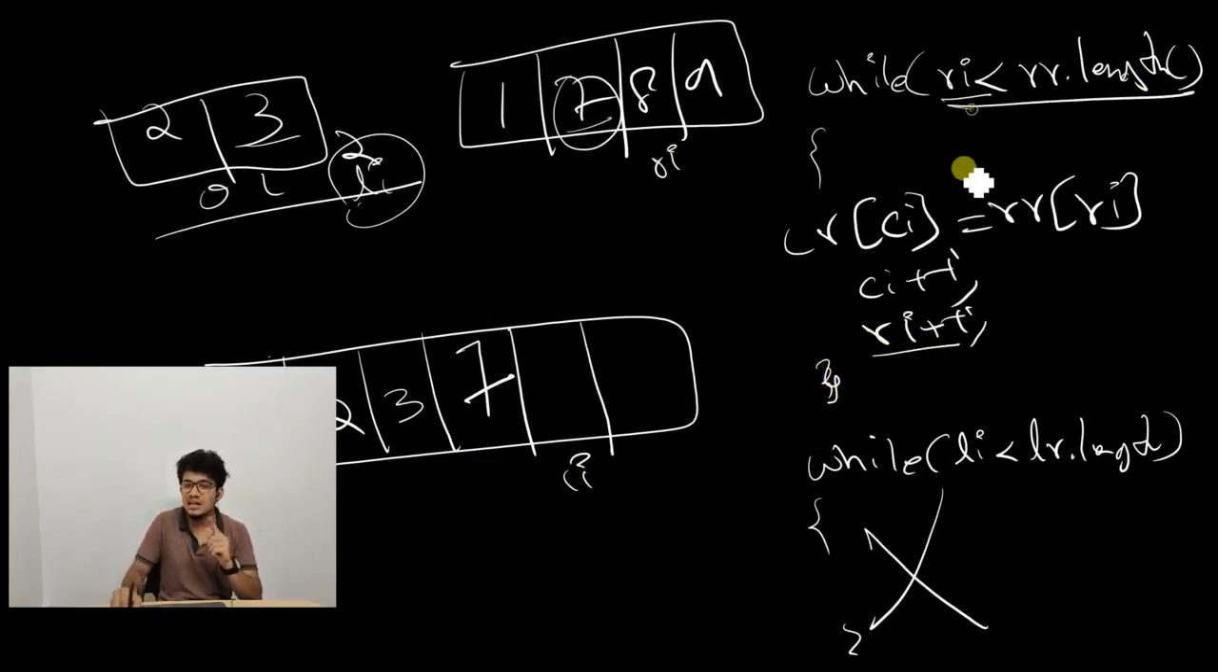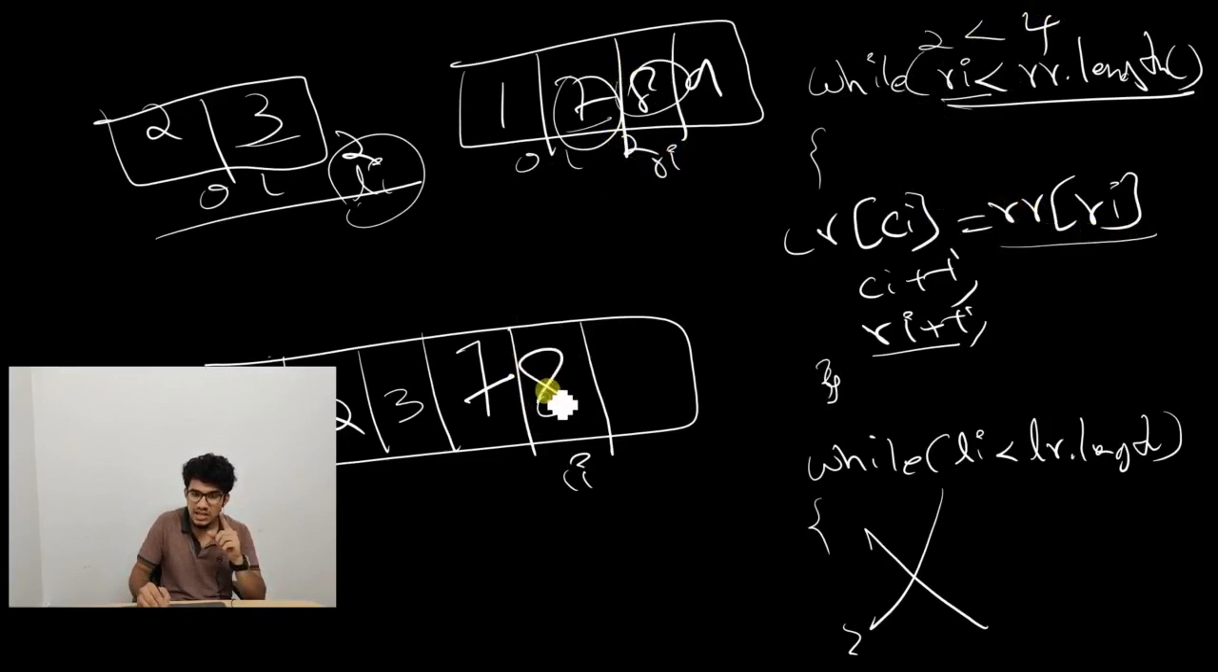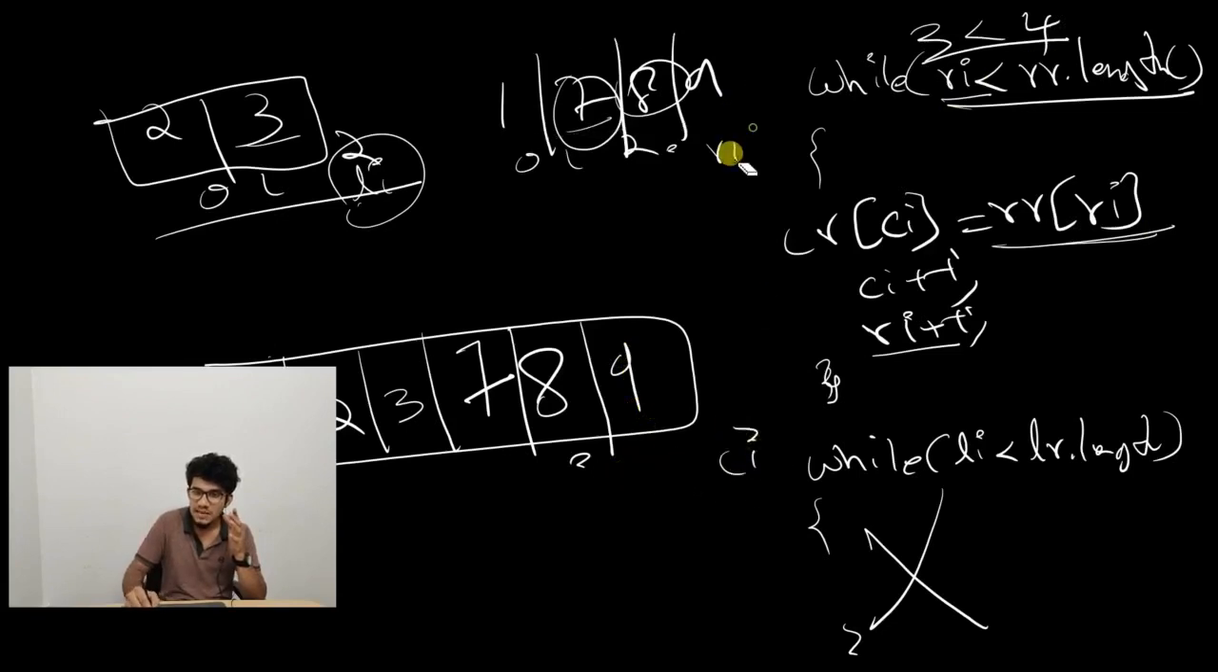It will check the condition again. What's the Ri value now? 2. Is 2 less than 4? Yes. Yes means RR of 2, 8, directly store it. And Ci plus plus here, Ri plus plus here. Ri value is 3 now. Is 3 less than 4? Yes. Then RR of Ri, 9, store here. Ci plus plus and Ri plus plus.